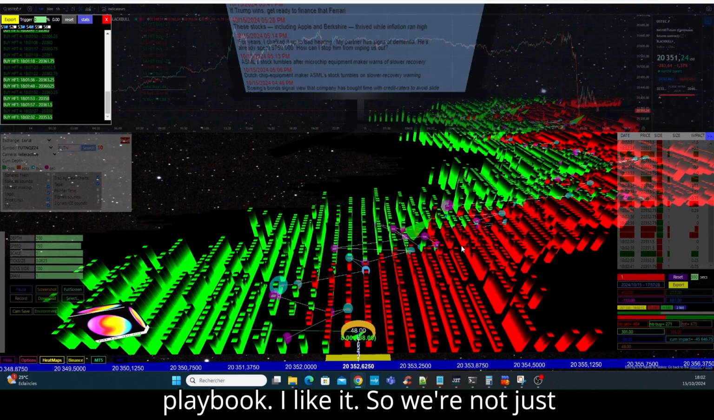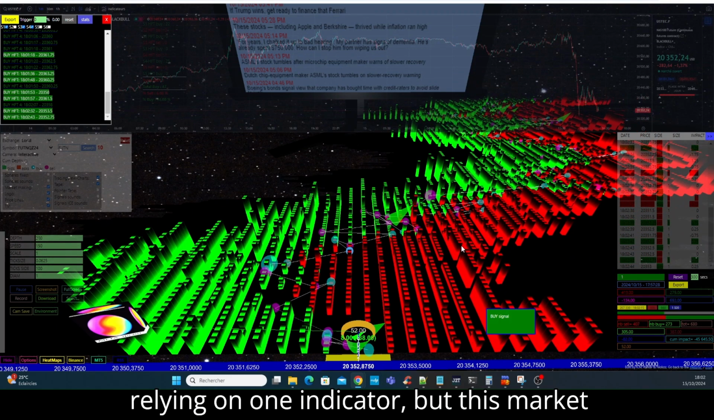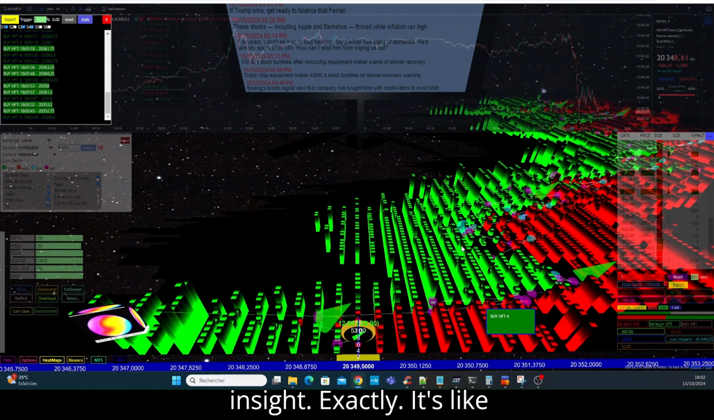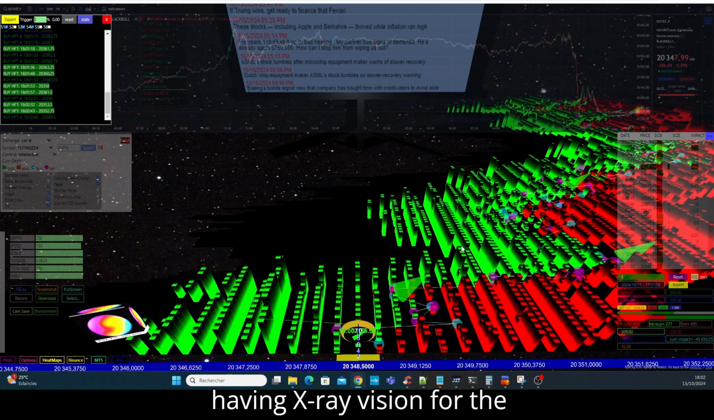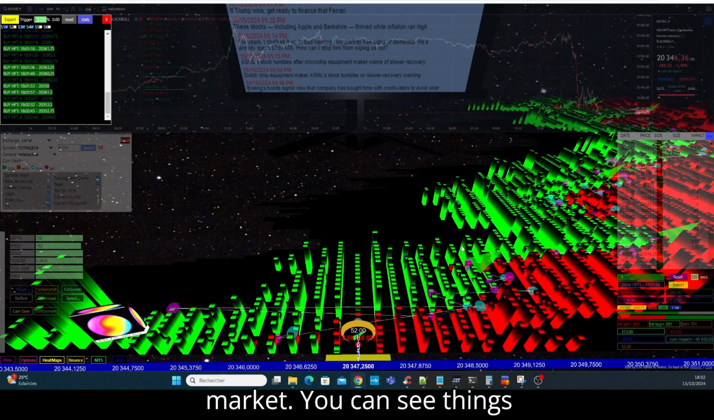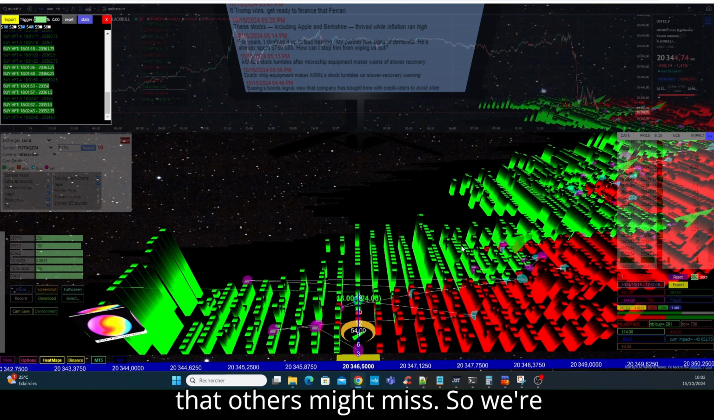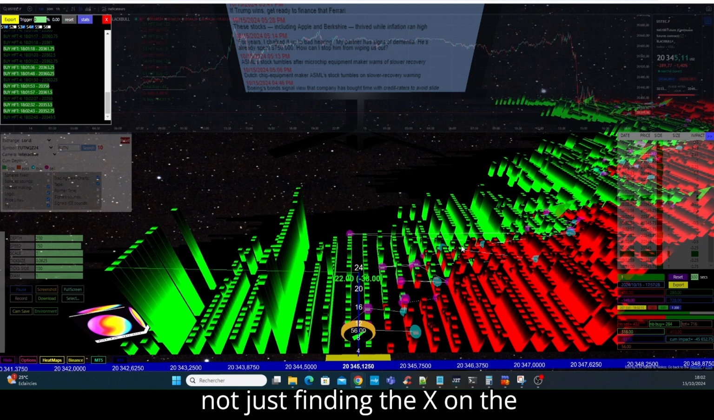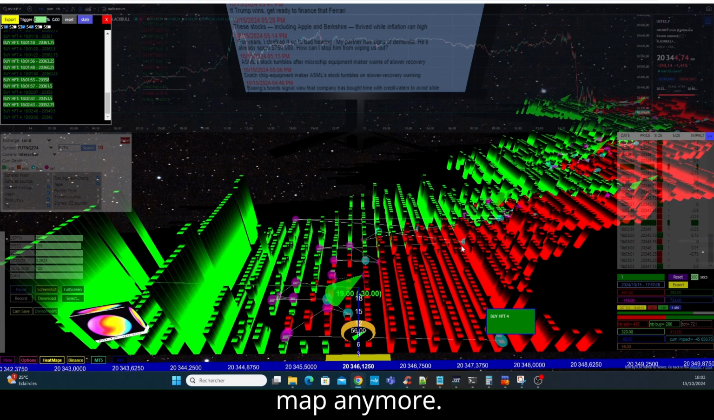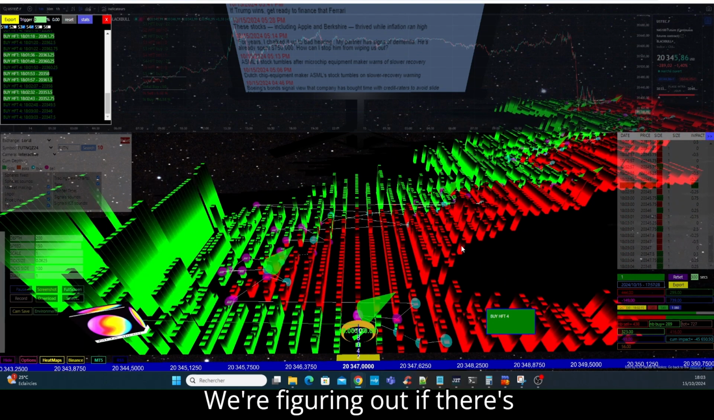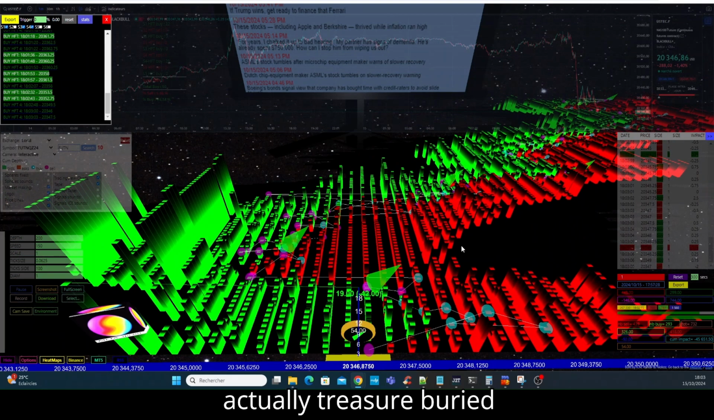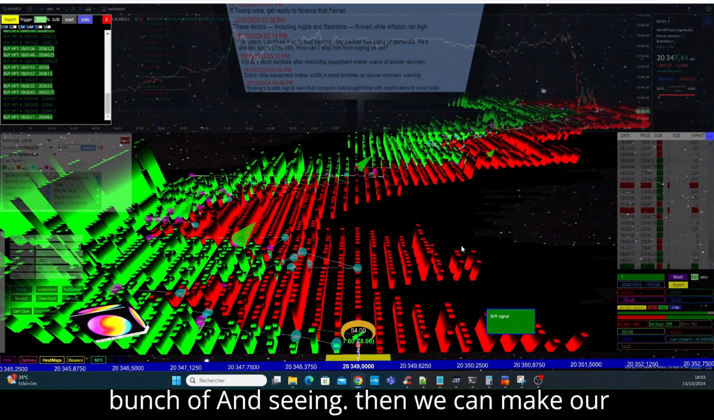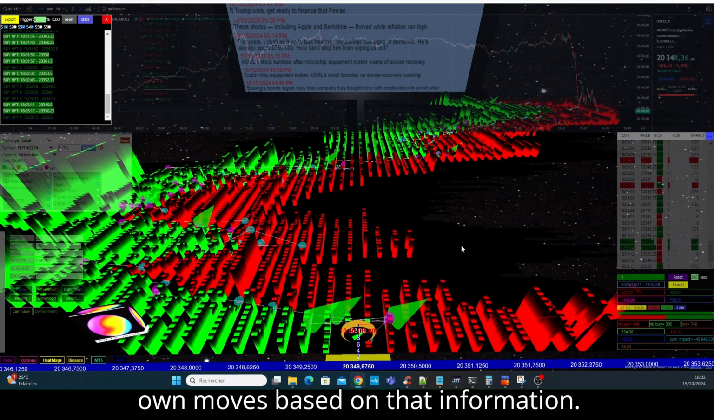I like it. So we're not just relying on one indicator, but this market-making value gives us an extra layer of insight. Exactly. It's like having X-ray vision for the market. You can see things that others might miss. So we're not just finding the X on the map anymore. Nope. We're figuring out if there's actually treasure buried there, or if it's just a bunch of fool's gold. We're reading those footprints, analyzing the battle between buyers and sellers, and using that information to make smarter trading decisions. It's like we're looking over their shoulder, seeing what they're seeing. And then we can make our own moves based on that information.